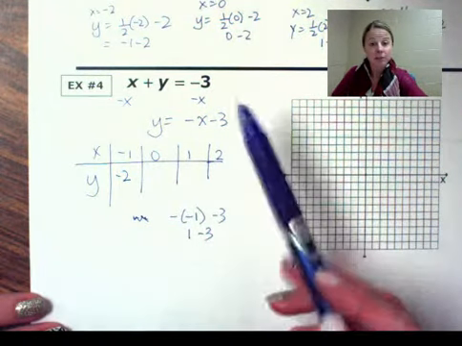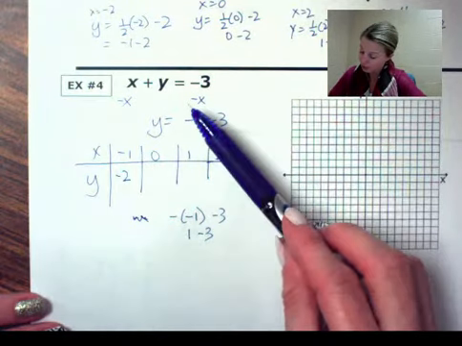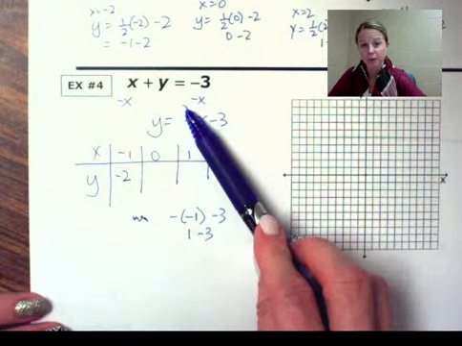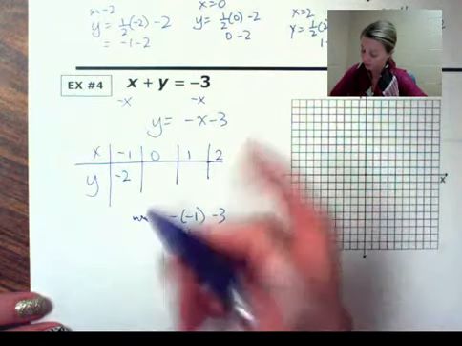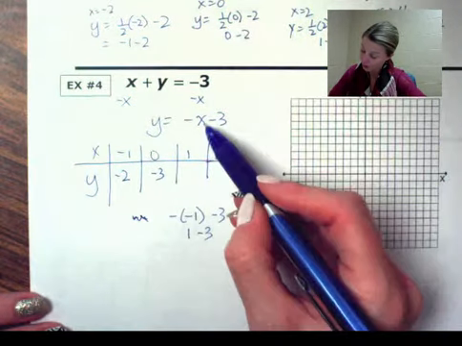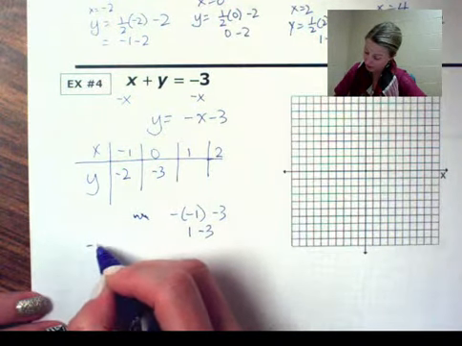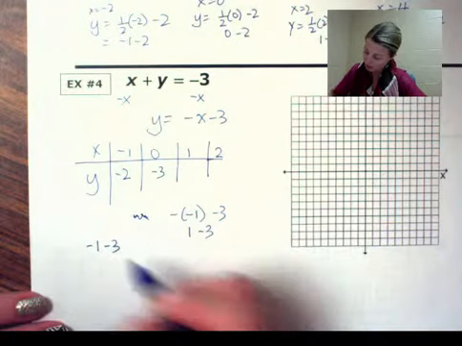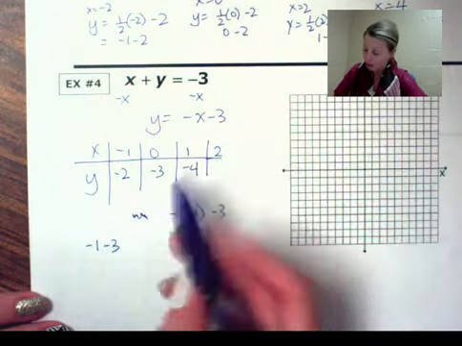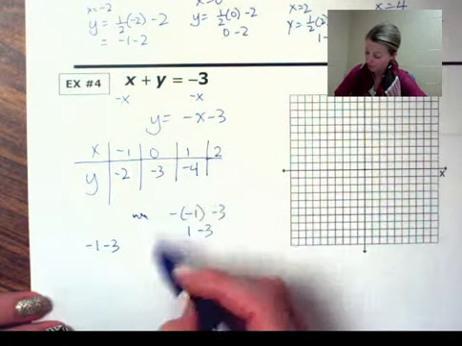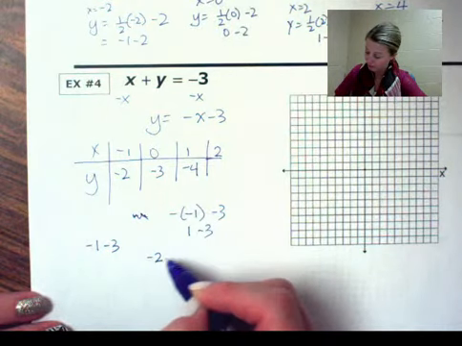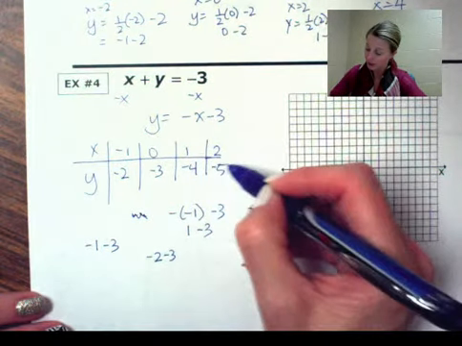When I plug in 0, let me show you a little trick. When you plug in 0, you can just cover up the x term. And when I do that, the result is negative 3. When I plug in 1, I'm going to have negative, and then x is 1 minus 3. That's negative 4. And hopefully you can see the pattern. When I plug in 2, negative 2 minus 3 is negative 5.